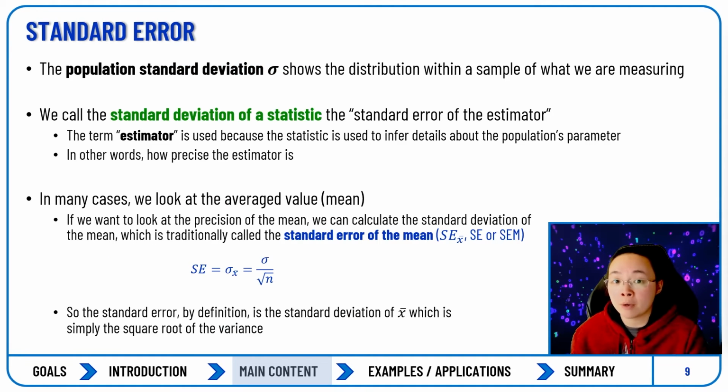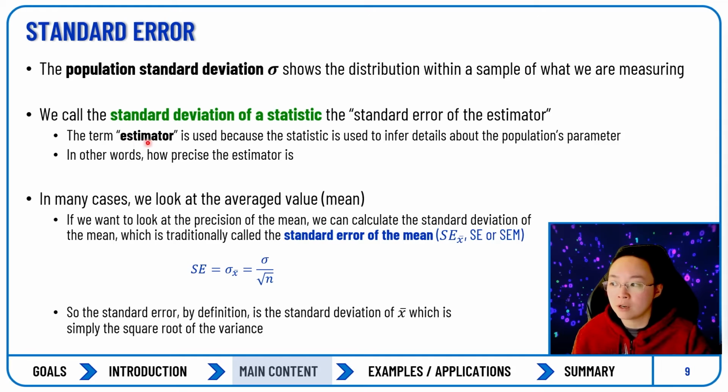What we do want to worry about is standard error. The population's standard deviation sigma is usually going to show the distribution within a sample of what we're trying to measure. We call the standard deviation of a statistic the standard error of the estimator. So first, let's take a step back. We want to explain what an estimator is. If we have a sample distribution that we're looking at, then we're trying to use the information from the sample to estimate a parameter from the population.